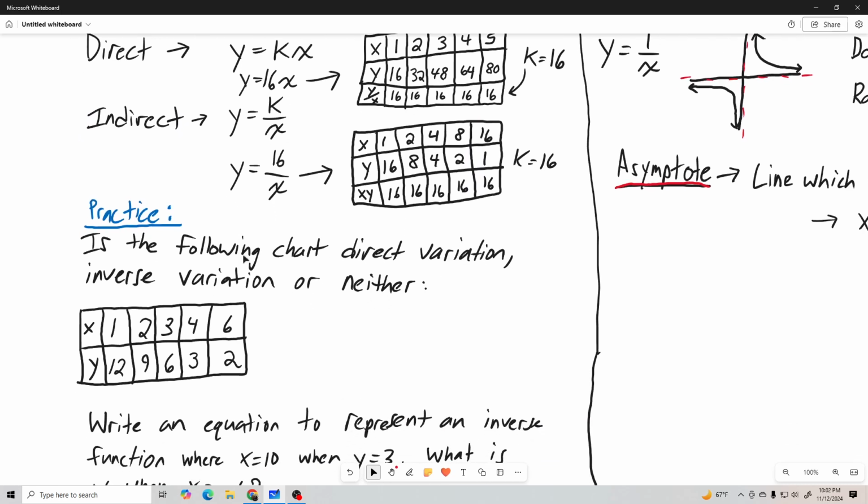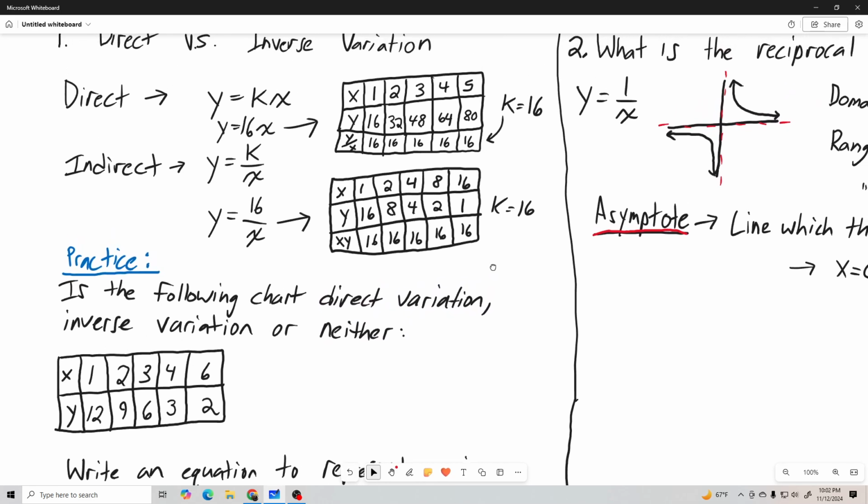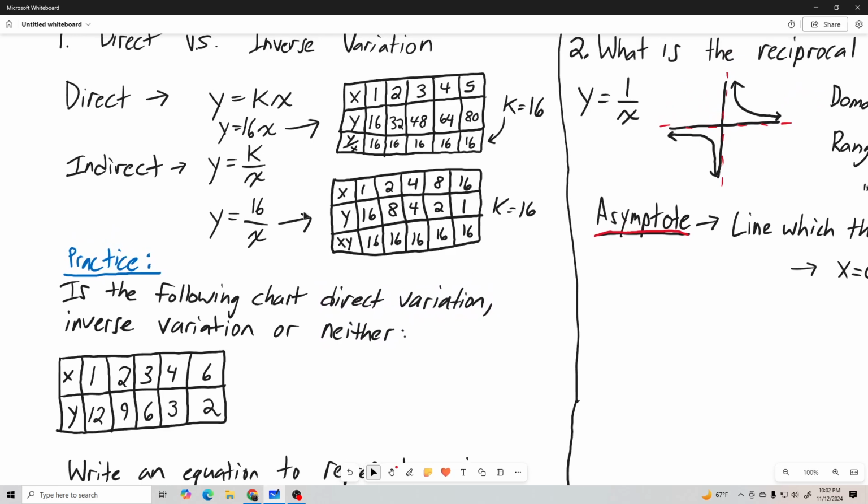Okay, so let's look at a couple things here. Is the following chart direct variation, inverse variation, or neither? Well, there's two things that are important in order for it to be direct or inverse variation. One is that as x increases, y increases, or as x increases, y decreases, as we've said. But you'll notice the other factor that's important in order to make these an actual direct or inverse variation is that the scale factor has to be the same across the board.